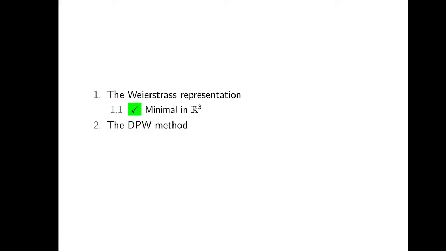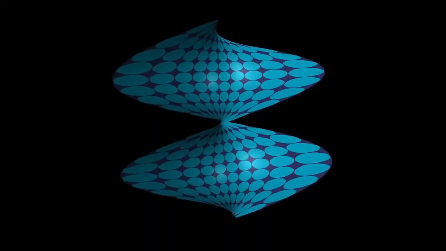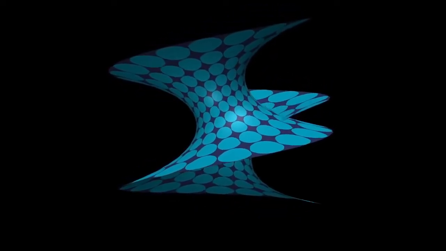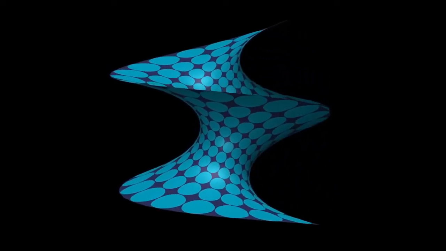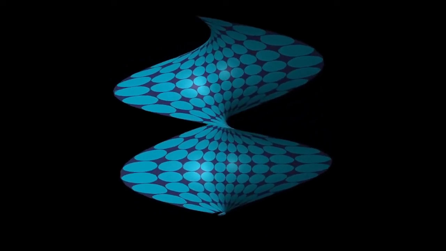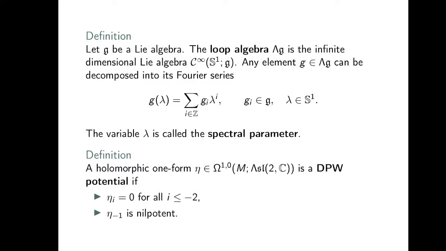Some definitions first. Recall the example of the helicoid and the catenoid in the first video. These two surfaces belong to the same family called the associated family, indexed by a spectral parameter lambda in the unit circle S1. The DPW method needs to construct the whole associated family of a CMC surface in order to work. Therefore, every object that we will handle will actually be a map from lambda in S1 to some space.